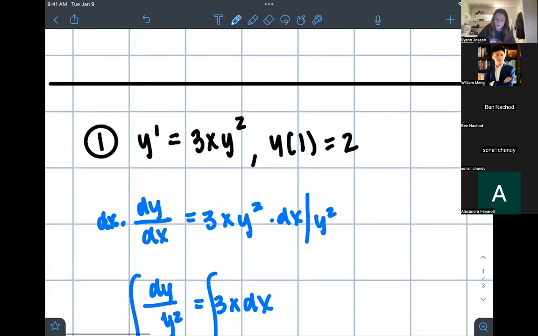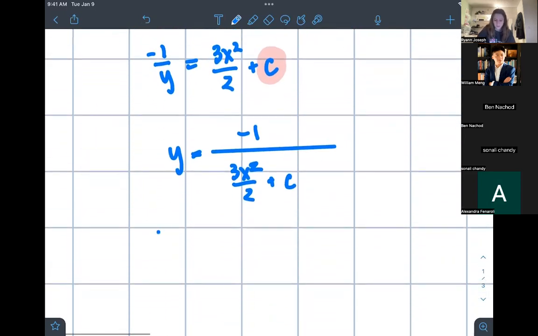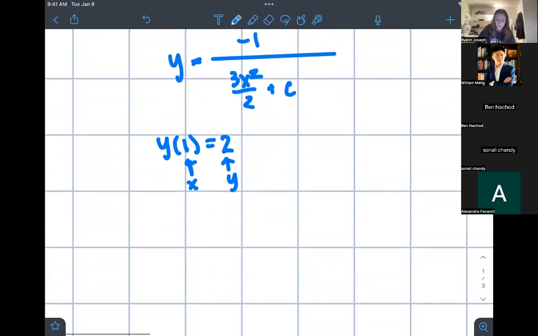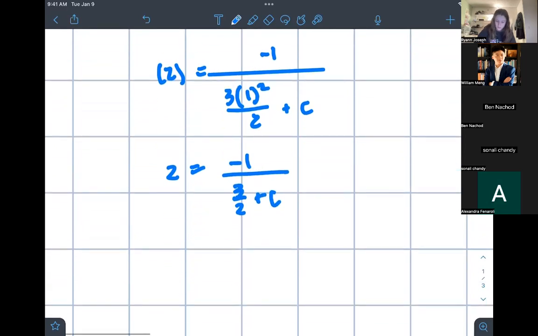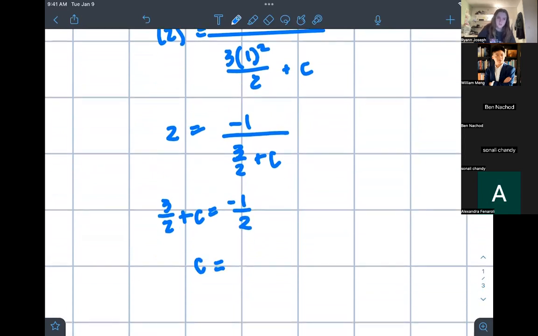Here we are given initial values. This makes this an initial value problem. These are all initial value problems, just to show examples of them. If we're given an x value and the corresponding y value, can you solve for c? I'm going to plug both of these into the equation that we just solved for. 1 squared over 2 plus c gives us -1 over (3/2 plus c), so 3/2 plus c is equal to -1/2. c is equal to -4 over 2, which is equal to -2.